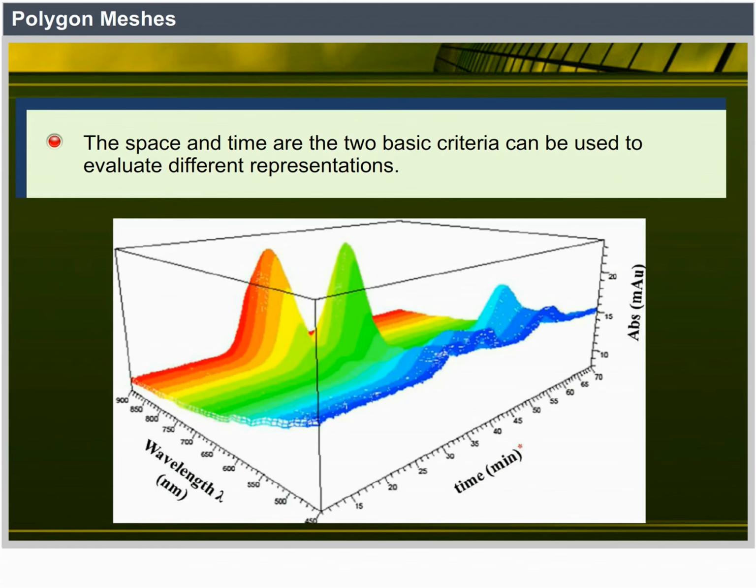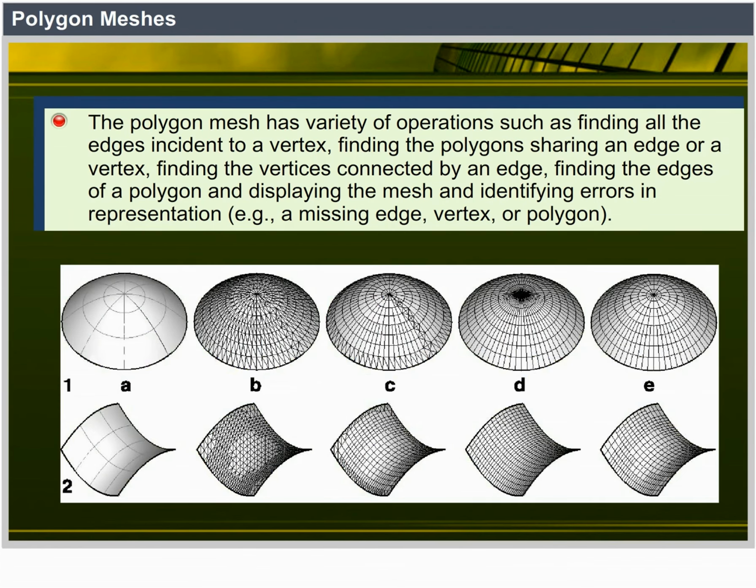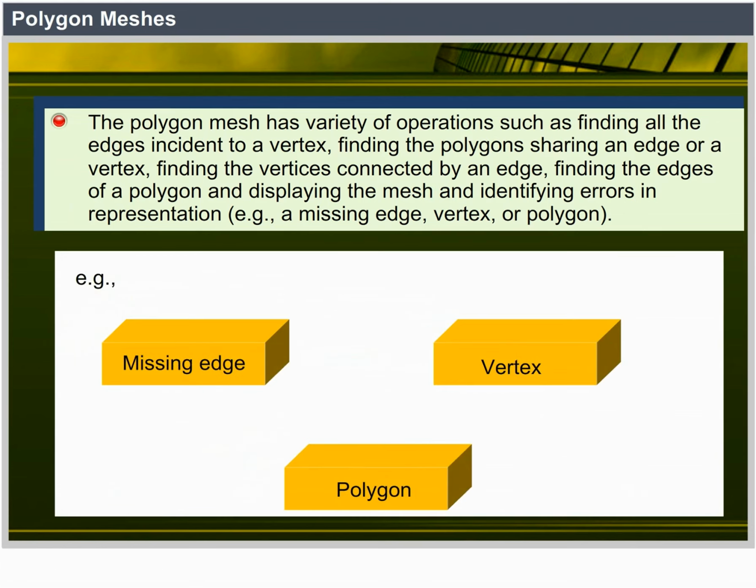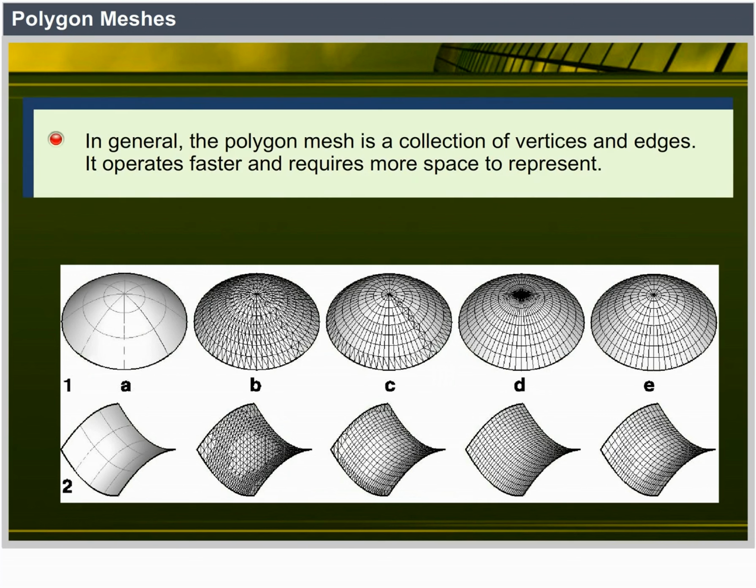Typical operations on a polygon mesh are finding all the edges incident to a vertex, finding the polygons sharing an edge or a vertex, finding the vertices connected by an edge, finding the edges of a polygon, displaying the mesh, and identifying the errors in representation, for example, a missing edge, vertex, or polygon. In general, the more explicitly the relations among polygons, vertices, and edges are represented, the faster the operations are and the more space the representation requires.